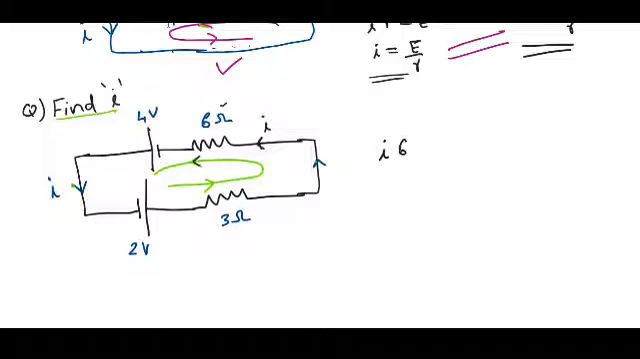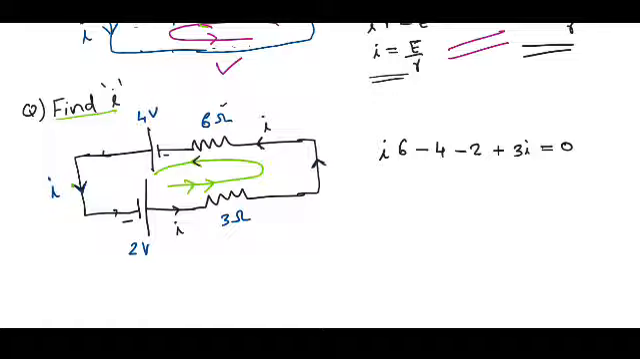Then while coming, I see the negative terminal of the battery first. Therefore, this will be minus 4 volt. Then while coming I reached here, I see the negative terminal of the battery again. Therefore, this is a minus 2 volt. Then I'm going, the direction of the current is this direction, and the path is along the same direction. Here I will take again the positive, that is 3I. There are no other voltage sources or other elements in the circuit. Therefore, this is equal to 0.